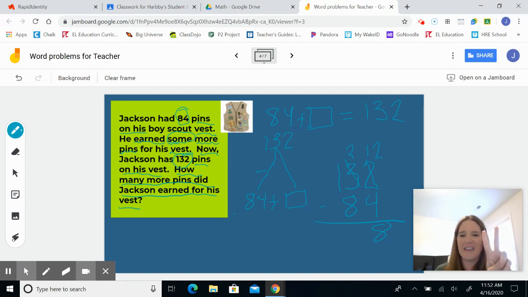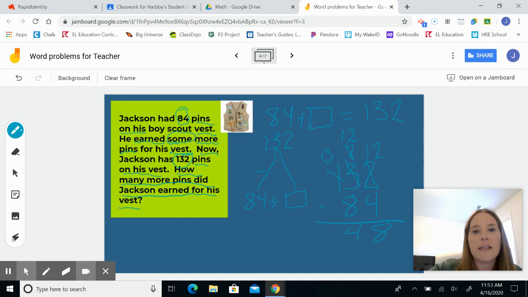All right, 2 minus 8. I can't minus 8 from 2. So that means I have to go next door again, change that 1 to a 0, and change that 2 into a 12 again, into another 12. Now I have 12 minus 8. All right, pound that 8 and count up to 12. 8, 9, 10, 11, 12. Did you guys get 4? And then I have 0 minus 0, which is 0. So Jackson earned 48 pins on his vest.